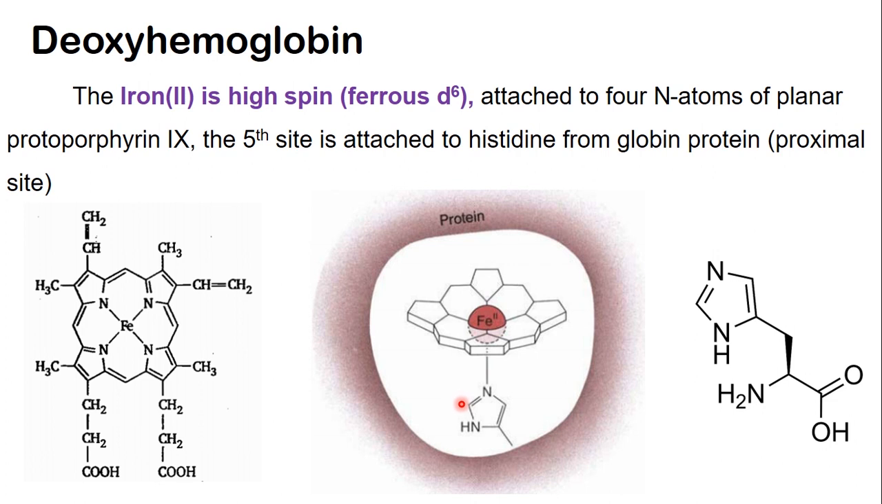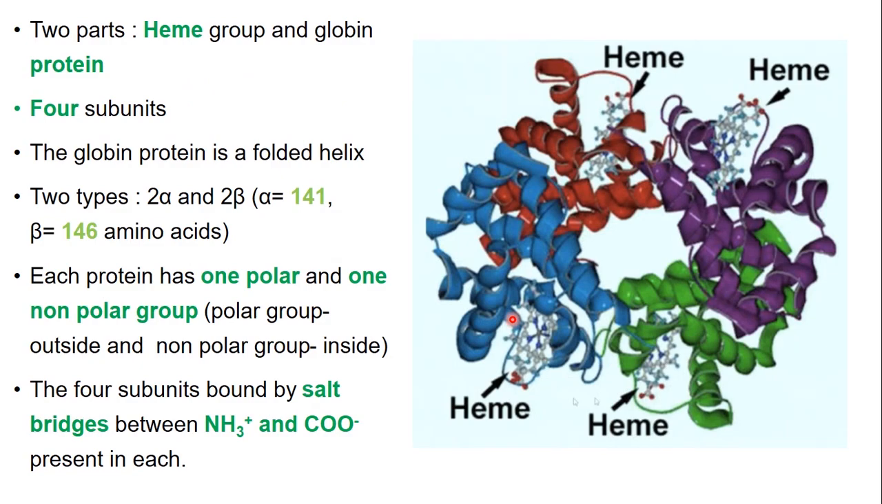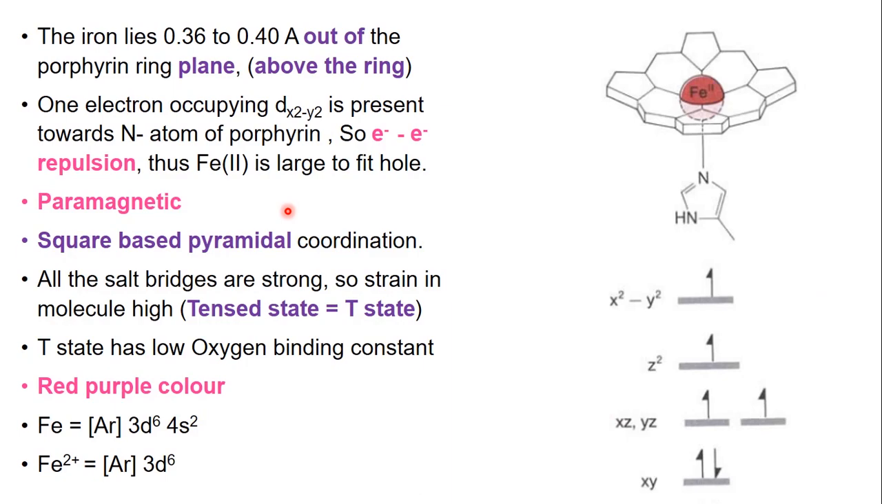So there is just a fifth site occupied by histidine, and as you can see, this is not planar, and it has something like a pyramidal structure. Here they have mentioned in books that it has a square based pyramidal coordination because it is not planar.